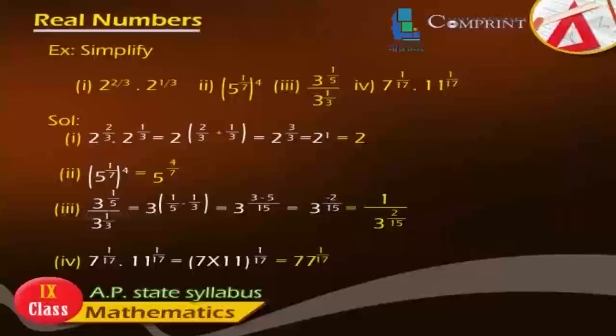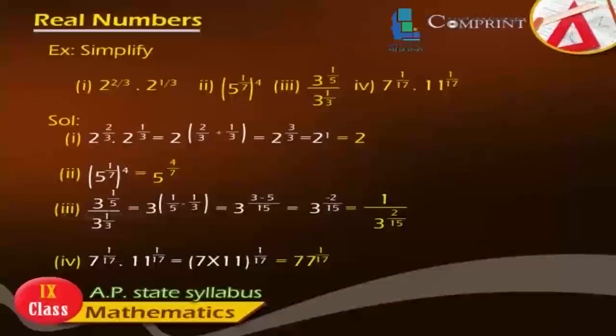Solution. First one, 2^(2/3) · 2^(1/3) = 2^(2/3 + 1/3) = 2^(3/3) = 2^1 = 2. The second one, (5^(1/7))^4 = 5^(4/7).